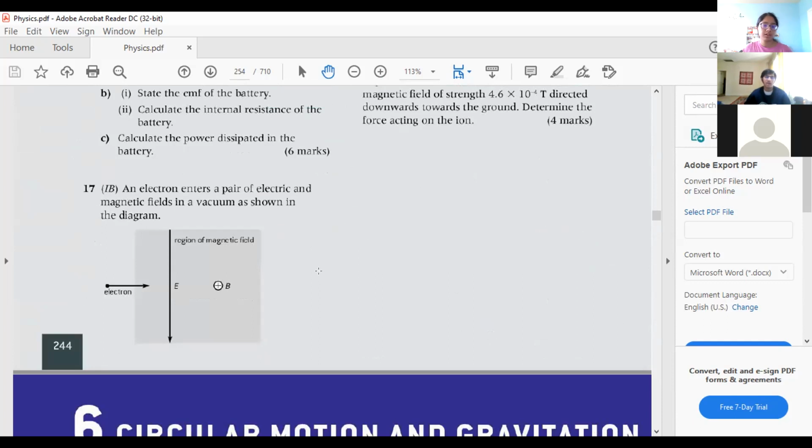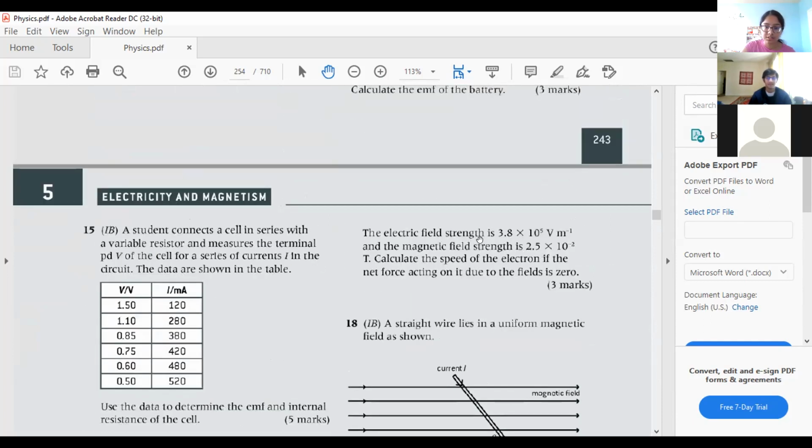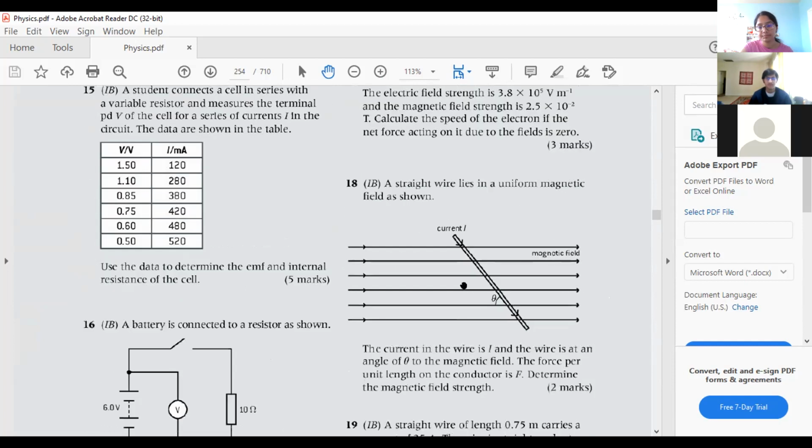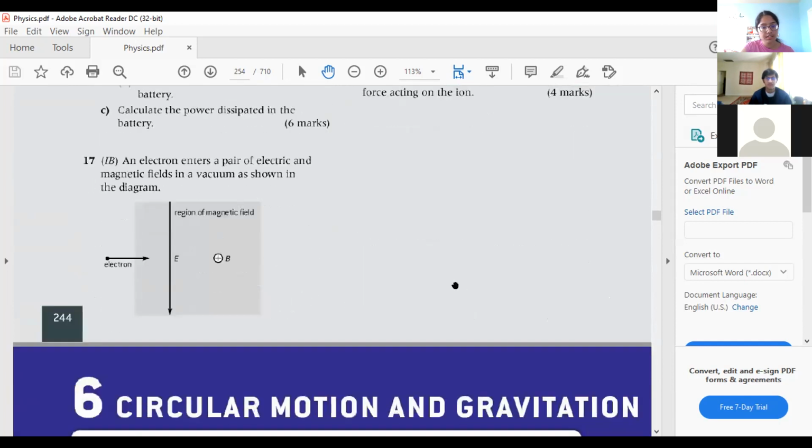An electron enters a pair of electric and magnetic fields in a vacuum as shown in the diagram. The question gives you the strengths and says calculate the speed of the electron if the net force acting on it due to the fields is 0. So I was thinking that the force on it by the electric field would be 0 because it's perpendicular, right? I wasn't sure how that would affect everything.